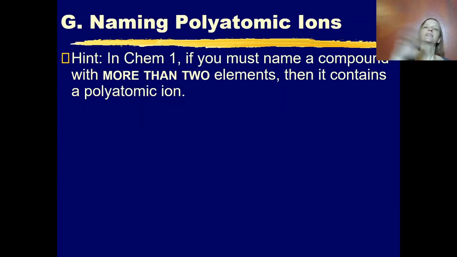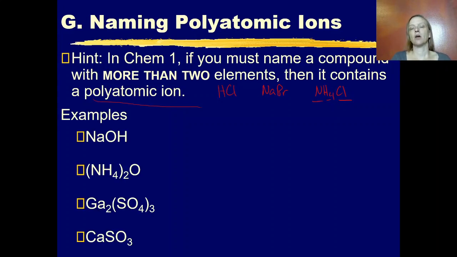All right, back to everybody. In Chem 1, I am only going to ask you to name fairly simple compounds. So if I give you a compound that has more than 2 elements in it, the reason it has more than 2 elements is because it has a polyatomic ion. If you see anything more complicated than just something like HCl or NaBr, if you start to see something like NH4Cl, you've got 1, 2, 3 elements in that compound, and therefore you know it contains a polyatomic ion.